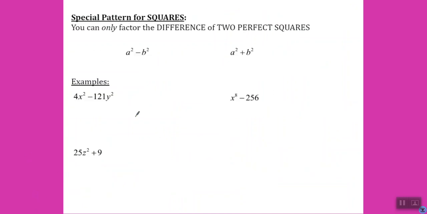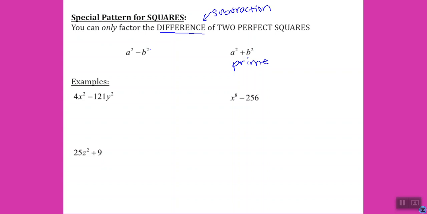Now let's look at some of the patterns. First, our pattern for squares. So these all have a squared in them. You can only factor the difference of two perfect squares. Remember, difference means subtraction. So a squared minus b squared can be factored. A squared plus b squared cannot be factored, therefore it is prime.